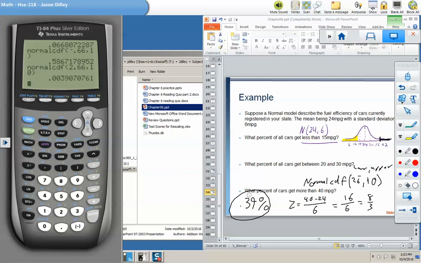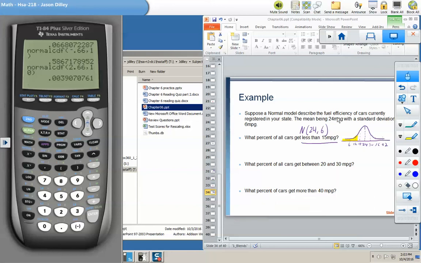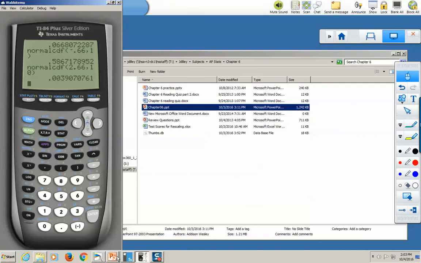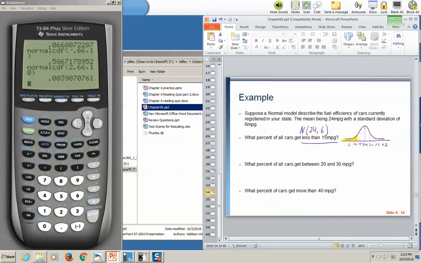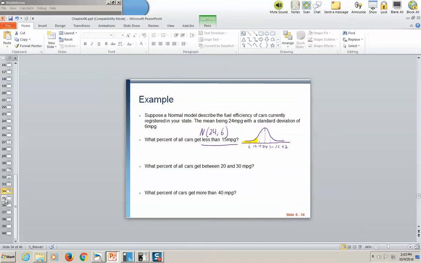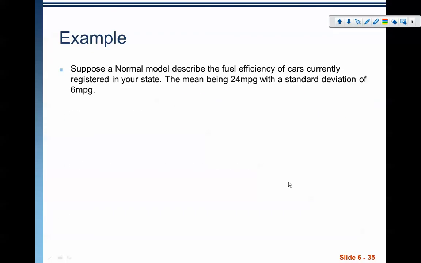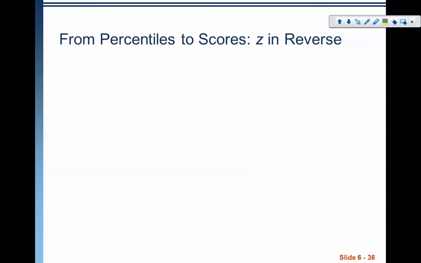Now, we sometimes need to go the other direction. So let's take a look at going the other direction. What did I do? There we go. Try this again. Let's take a look at going the other direction now. So that's that page. Great. I'm going to skip that last problem.